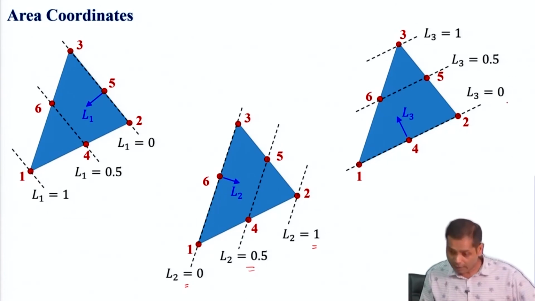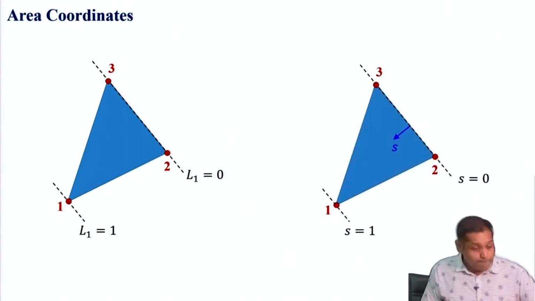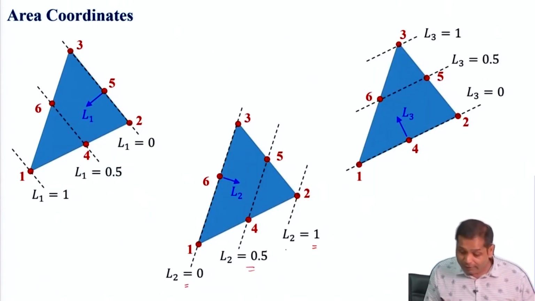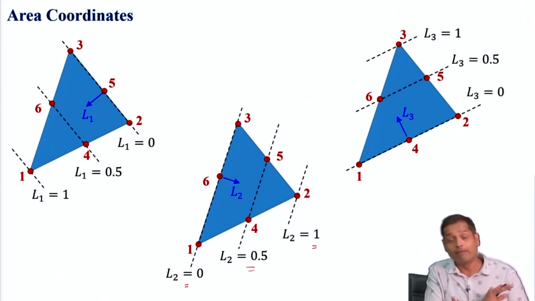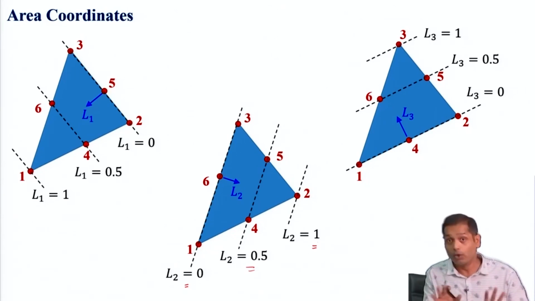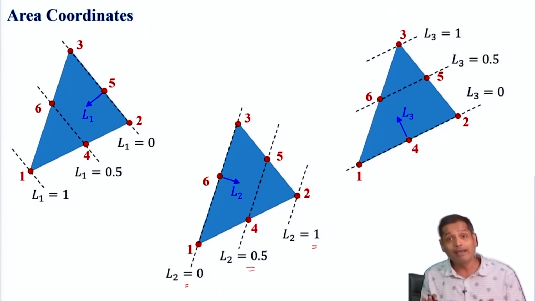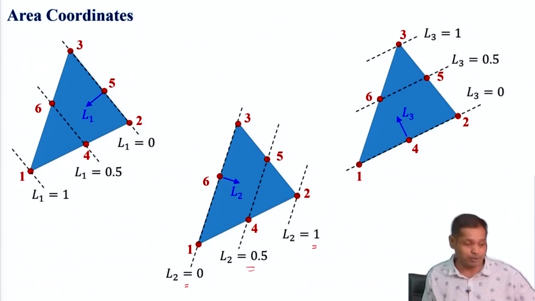Now, let us represent the same thing not in terms of L, but in terms of S. Please note, when we write L2 equal to 1, L2 equal to 0.5, we have just extended the idea of the 3-node triangular element. We have not claimed yet that these L1, L2 are the shape functions for the 6-node triangle. No, we have not done that. We have just extended the idea of area coordinates to higher order triangular elements. But how to write the shape functions for higher order triangular elements, we will come to that point shortly.